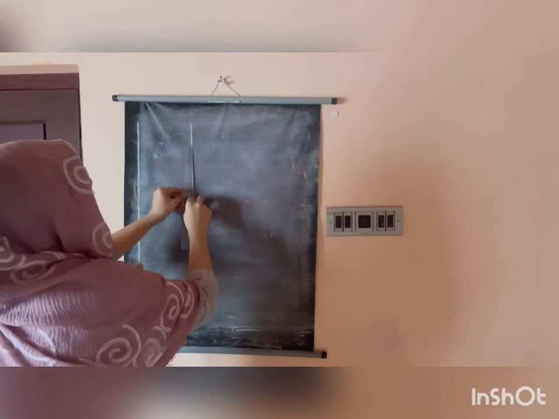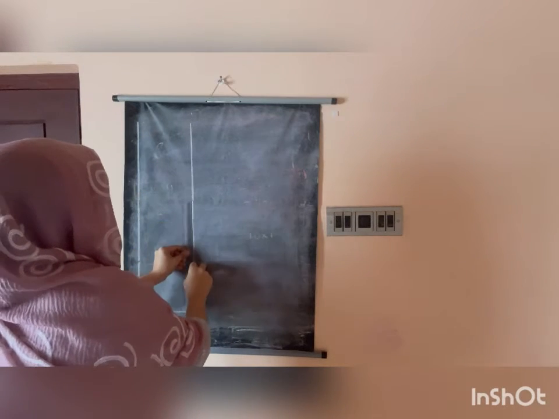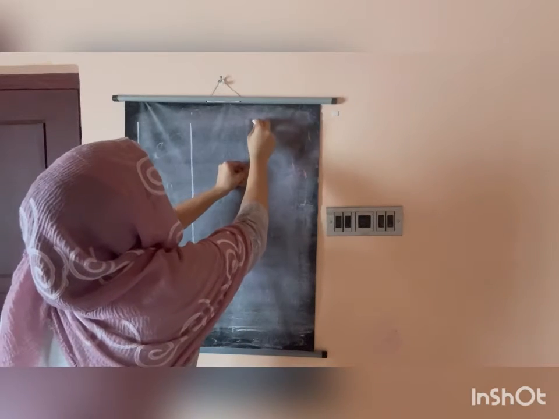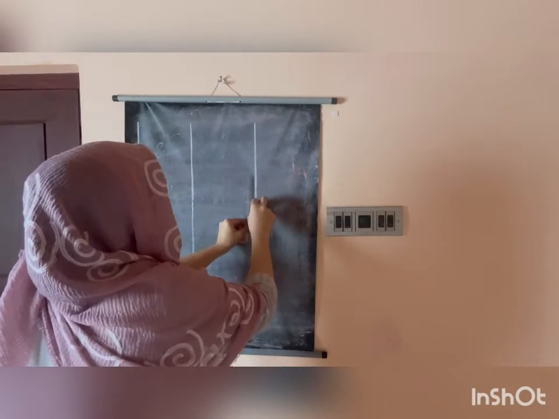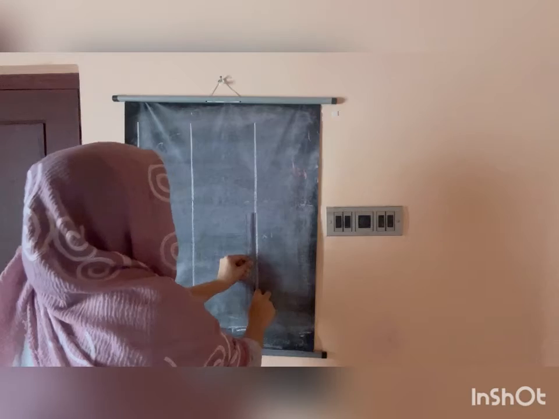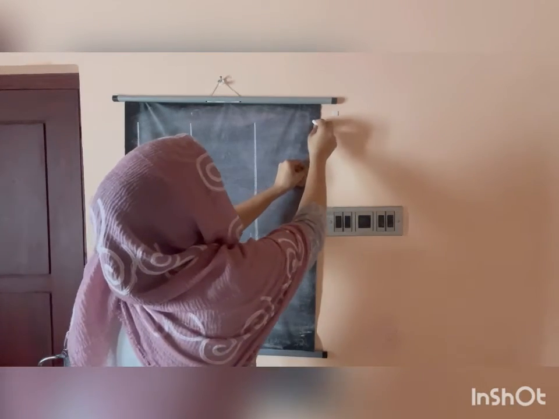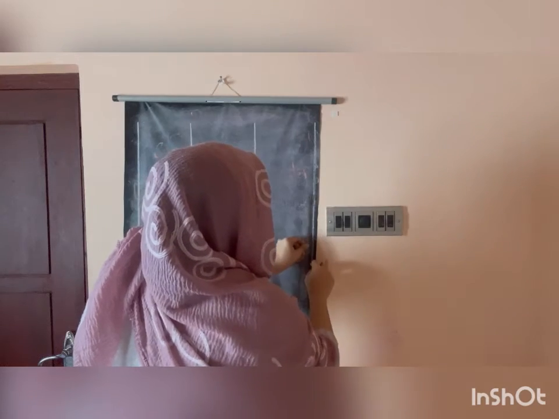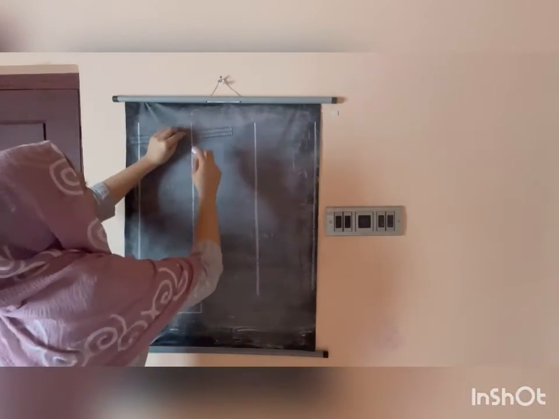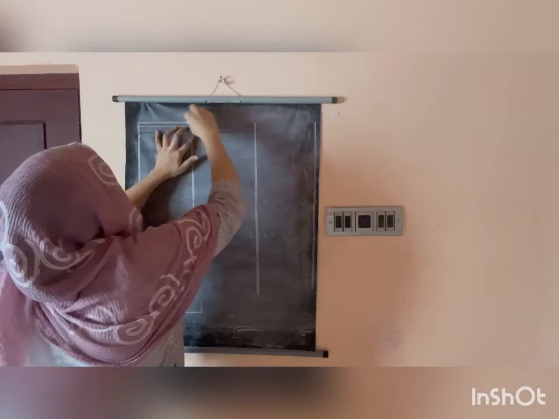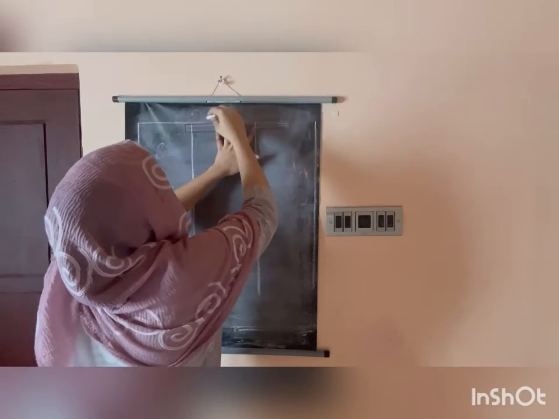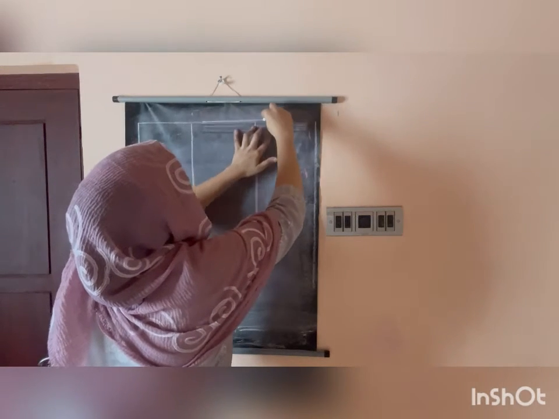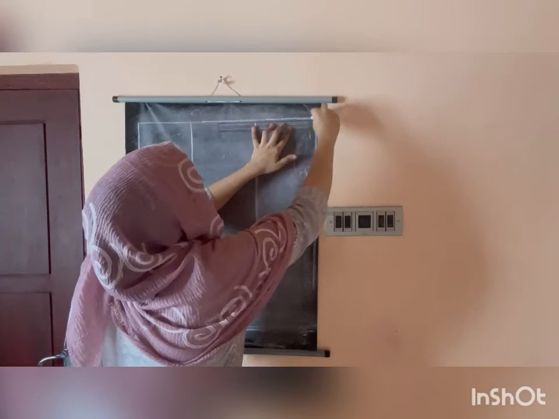In the first column, we need to write the name of our polygon. In the second column, we need to write the number of sides of the polygon, and in the third column, we need to write the number of triangles we got when we split it.